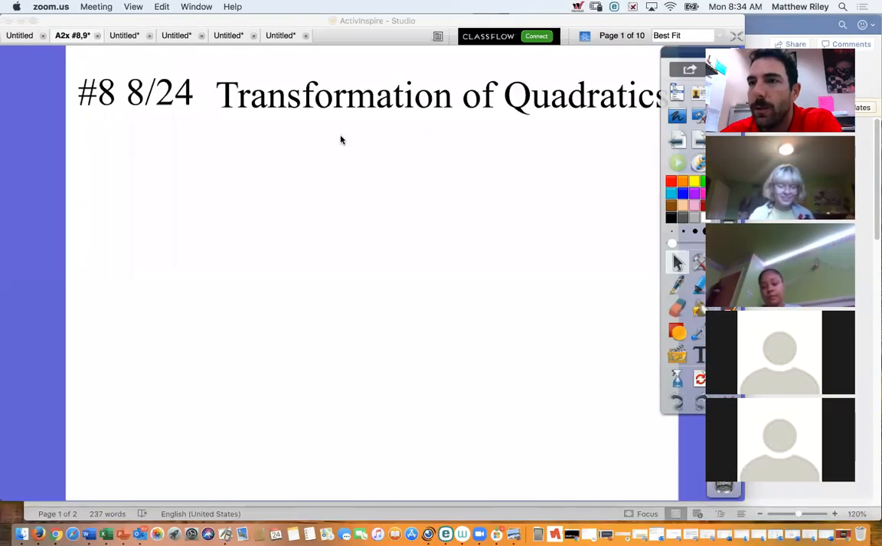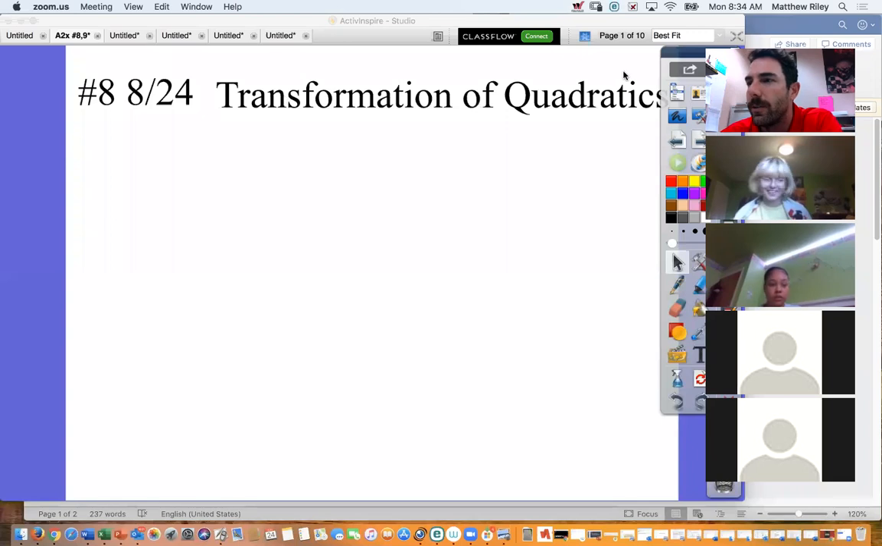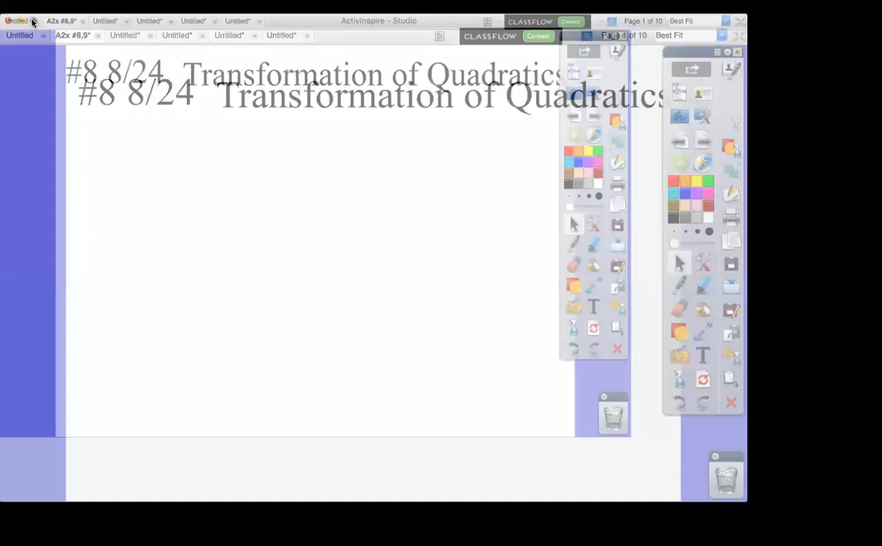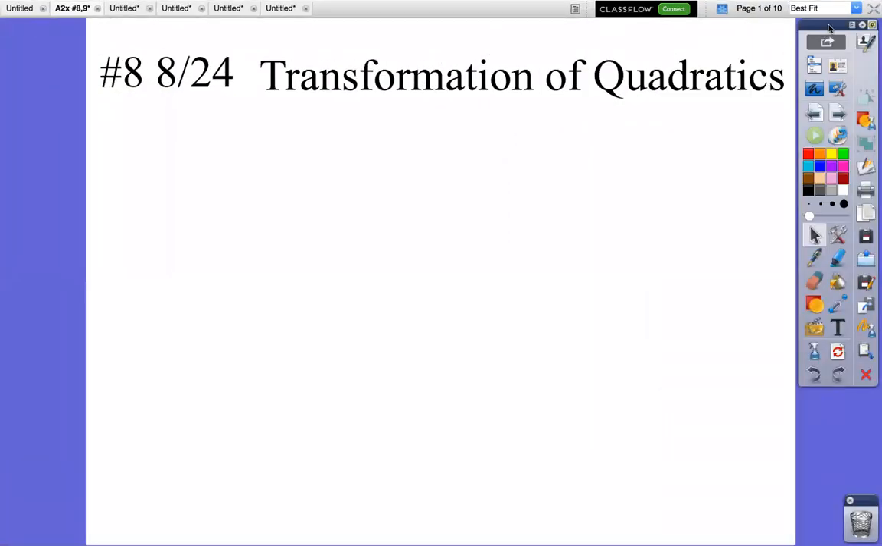So if you guys would get out your notebooks or whatever you're taking notes with, however you're paying attention, let's go ahead and do this. We are talking about transformation of quadratics.